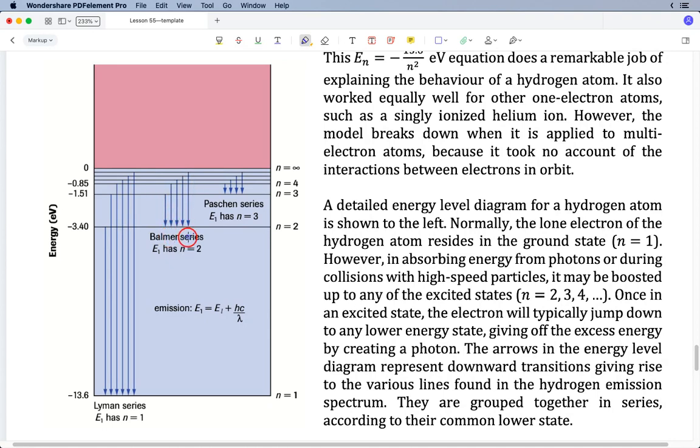And it turns out that this Balmer series, as it's called, the series that you get from the electron moving to the second orbit, actually gives you the visible lines in the emission spectrum.